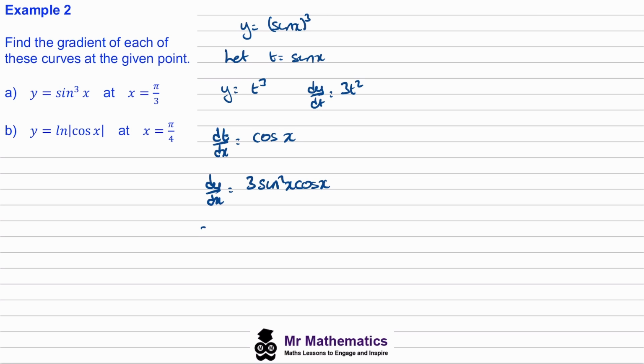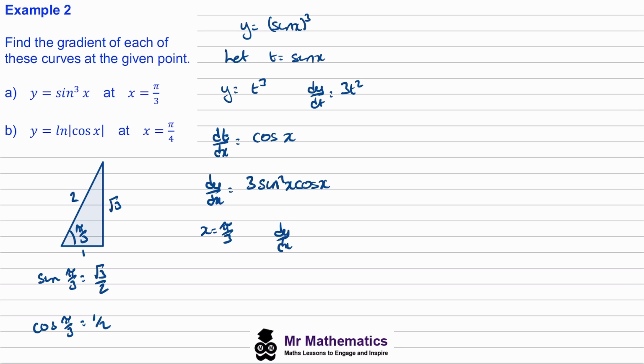And to work out the gradient at x equals pi over 3, we can use one of our special triangles. We've got the angle pi over 3. We know this is 2, this is 1, and this is root 3. So the sine of pi over 3 will be the opposite over the hypotenuse, root 3 over 2. And the cos of pi over 3 will be the adjacent over the hypotenuse, that'll be 1/2.